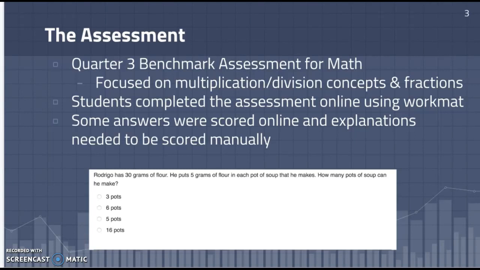This test primarily focused on multiplication and division skills as well as fraction skills. This test was a summative assessment, so it tested them for all of their quarterly knowledge and anything they had worked on since about January to March.